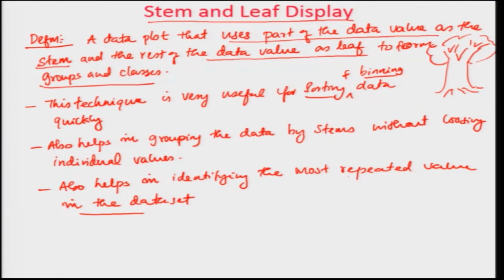This kind of information is usually important when we are doing simulation studies, because it is very necessary. So, it is a technique that is very useful for sorting and binning. It also helps in grouping the data set without losing the individual values, and it can also identify repeated values quickly. Because this looks like a very good technique, let us now take a look at what the technique is all about.